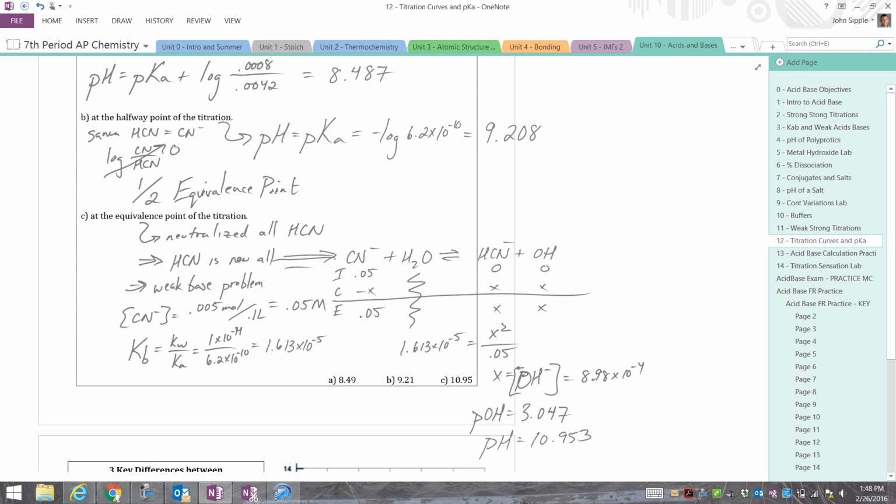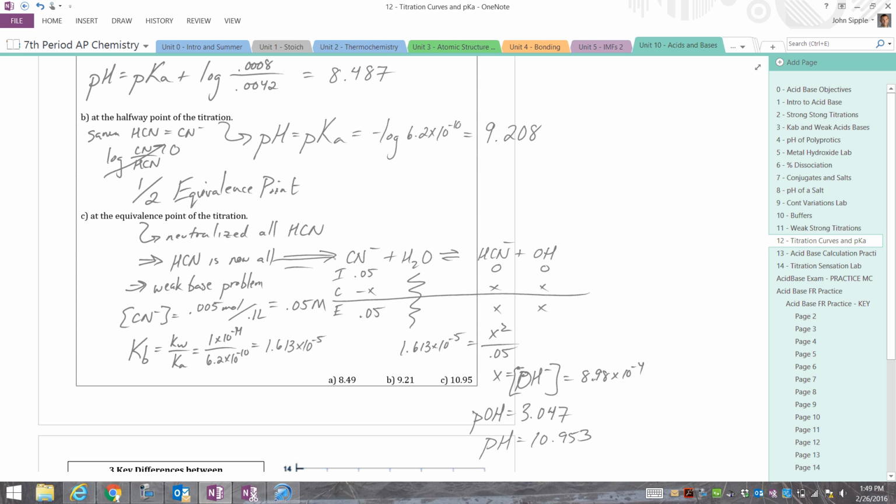Okay, so the important points there are half equivalence point and equivalence point. We can skip doing some of the ICE table if we understand what's happening at each of those points, and we can just jump to the weak base ICE table rather than running through it all.